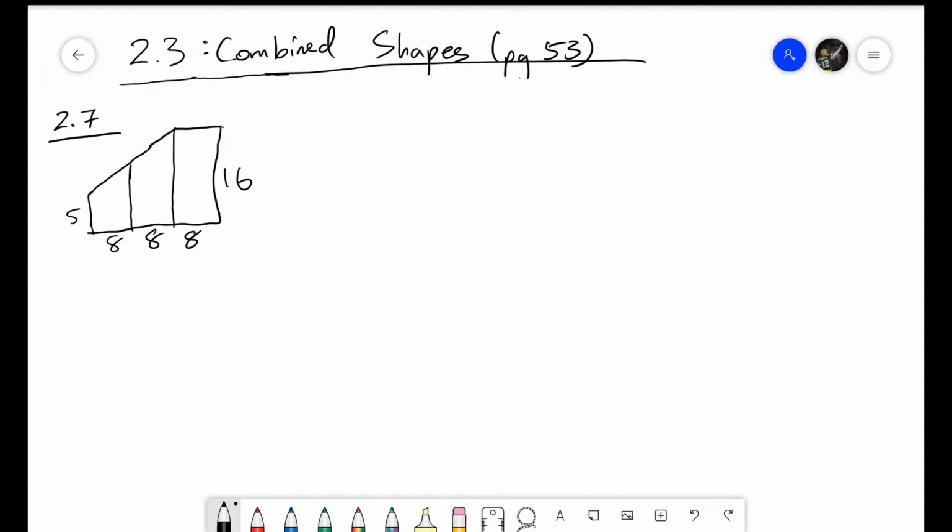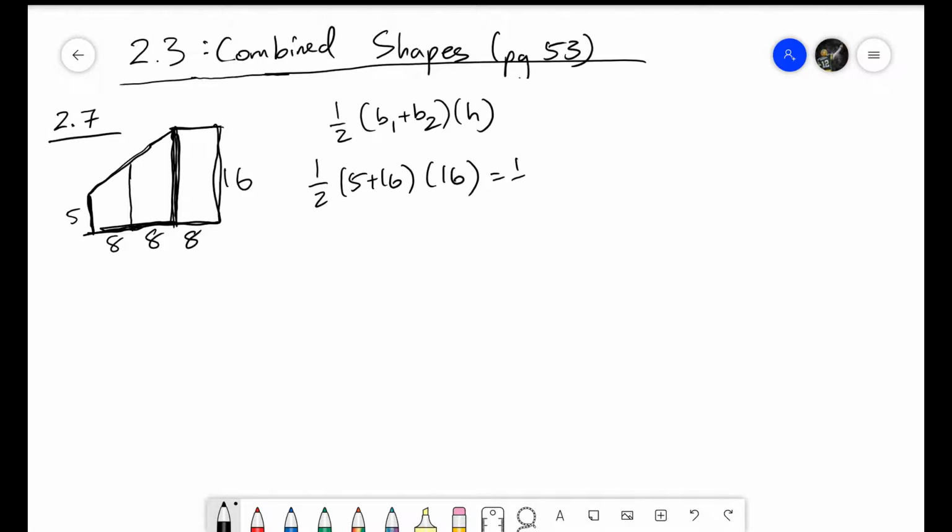The next problem is to find the area of this shape. This shape is composed of a trapezoid, right here, attached to a rectangle. The area of a trapezoid is equal to 1/2 times the sum of the two bases times the height. In this case, this base has a length of 5 and this base has a length of 16, and the height is equal to 16. Therefore, the area of the trapezoid is equal to 1/2 times 5 plus 16 times 16, which is equal to 1/2 times 21 times 16, which equals 21 times 8, which equals 168 centimeters squared.